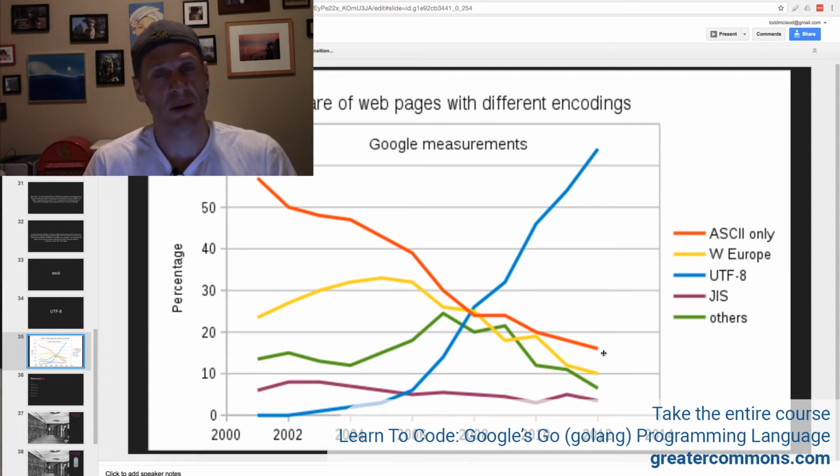And so the same people who created the Go programming language were the people who created the world's most popular coding scheme, which is now UTF-8. And the first part of UTF-8 encapsulates and incorporates ASCII. So the first part of UTF-8 is ASCII, which is cool.